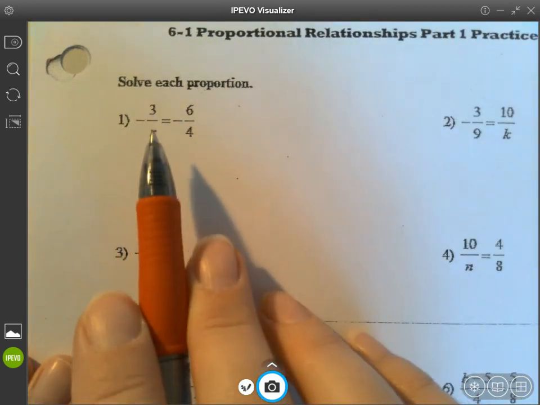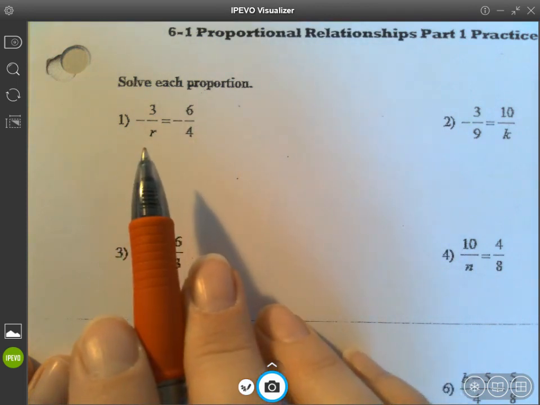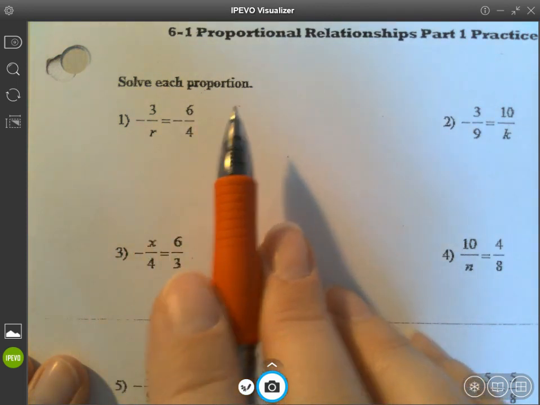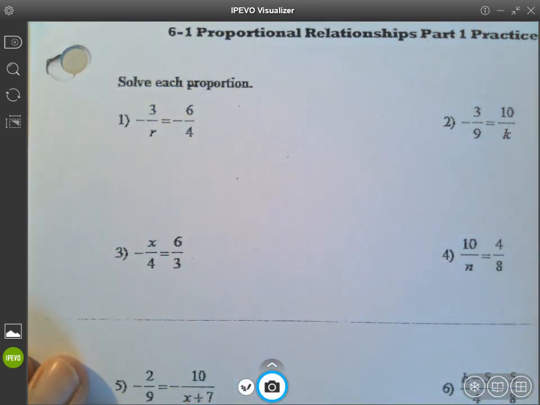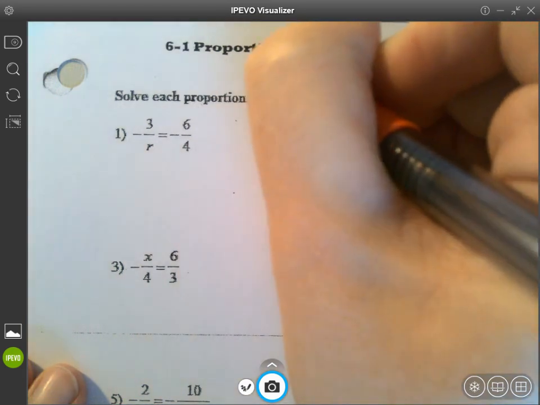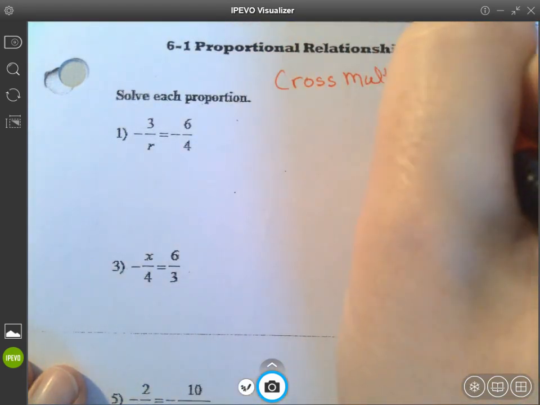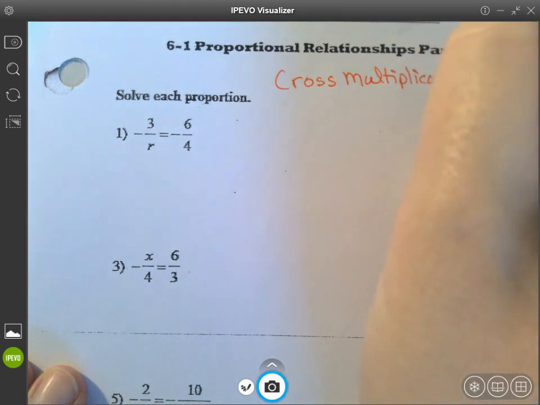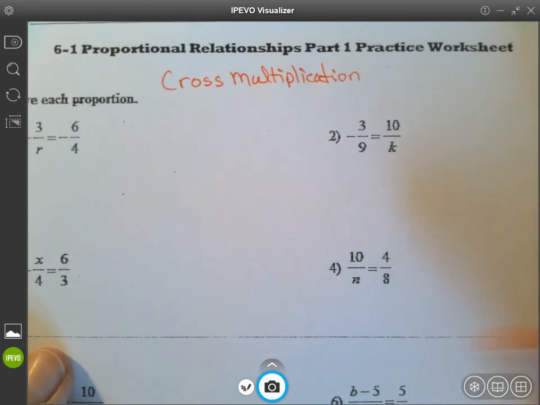Whenever you have a fraction equal to a fraction, we are trying to get the denominators out of there. And rather than multiplying everything by r and then multiplying everything again by 4, we can do a shortcut. A shortcut is cross multiplication. All right, so add this on the top because we don't really have formal notes. This is definitely a review for you. Cross multiplication is a shortcut to multiply out the denominators.